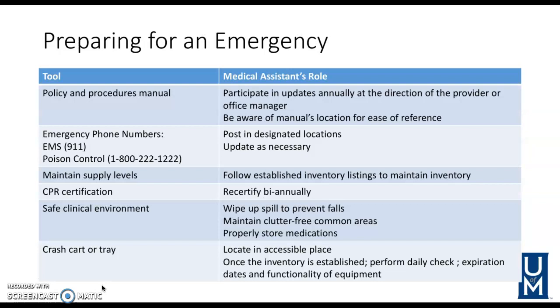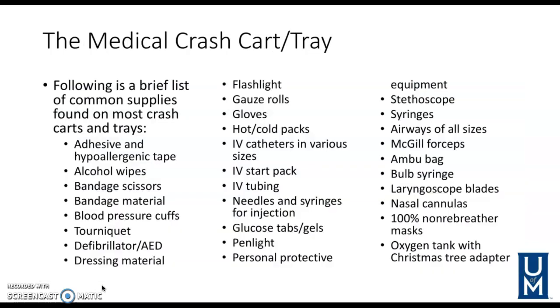So other ways to prepare for an emergency before they happen, you're going to have a policy and procedure manual within your office. You're going to know emergency phone numbers, know the number for poison control. Obviously, we all know 911. Know where our supplies are, updating our CPR certification and keeping that certified, and just kind of reviewing it in your head every so often. Providing a safe clinic environment, making sure there's nothing spilled on the ground that people could slip on, things like that. And then having a crash cart or tray and knowing where that is and inventorying it pretty frequently.